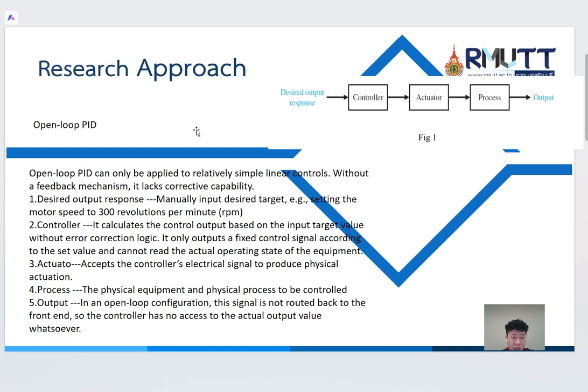Actuator: accepts the controller's electronic signal to produce physical action. Process: the physical equipment and physical process to be controlled. Output: in an open loop configuration, this signal is not fed back to the front end, so the controller has no access to the actual output value whatsoever.